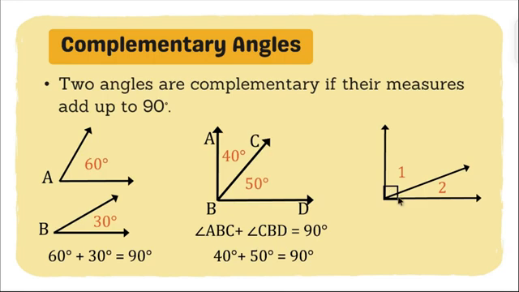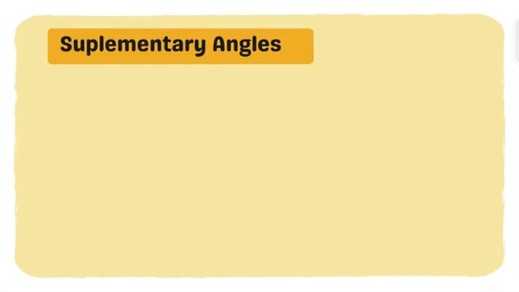Ito na po yung box dito. Alright? As you can see, there's a box type or a square. They actually call this foot. Okay? So, ang ibig sabihin niyan, pag may nakita kayong ganyang symbol, it means 90 degrees. Okay? So we can say that the measurement of angle 1 and the measurement of angle 2 is equal to 90 degrees. Next angle pair is what we call a supplementary angles.